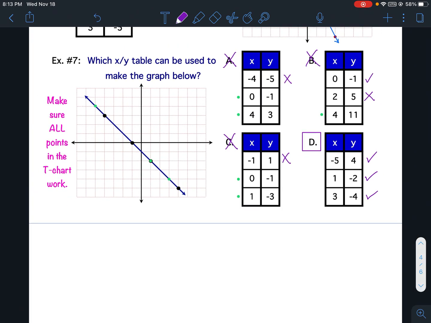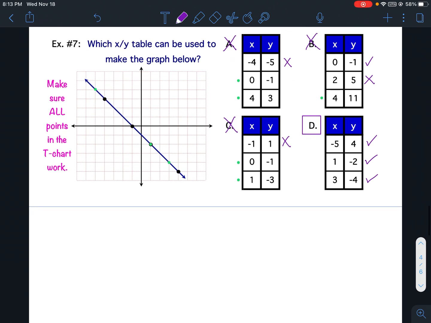Again, ignore the black dots that are over here on the graph. Don't worry about them, all right? And then as soon as you find a point that doesn't work, you could cross that out. Now, I wouldn't cross out the whole table because if you make a mistake, you're going to have to go back and check it. All right? Cross it out off to the side. And then when you think you find the one that works, don't just automatically circle it. Make sure you check all of the points that are listed.